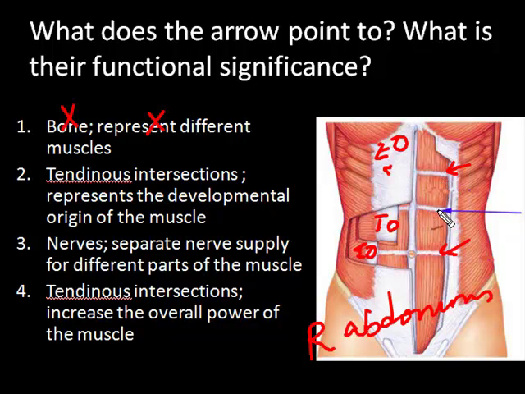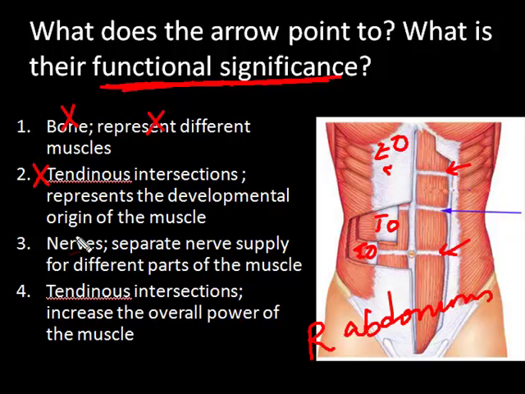So these are tendinous intersections, but their functional significance means how does it help the body? While this statement says that these tendinous intersections represent the developmental origin of this muscle, because this muscle develops from different myotomes, that's not its functional significance. Functional significance means what is its function? How does it help the body? While it's a representation of the developmental origin, that's not its functional significance. So therefore, this answer is also wrong.